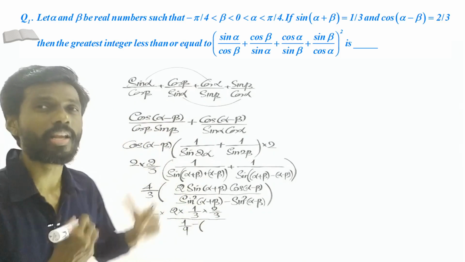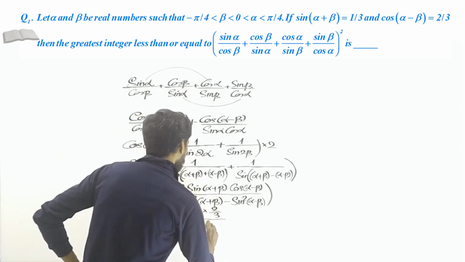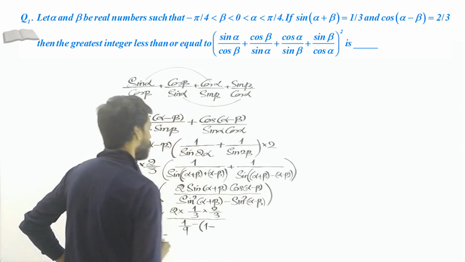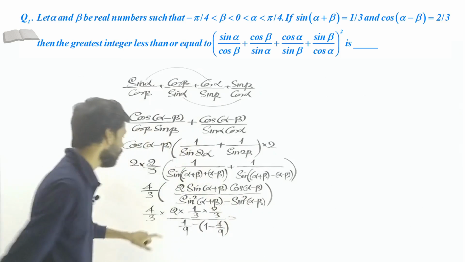We only know cos alpha minus beta, which is 2 by 3. So sine square can be written as 1 minus cos square. So this is 1 minus cos square alpha minus beta, so that is 4 by 9. Okay, so if you simplify, what do you get here?